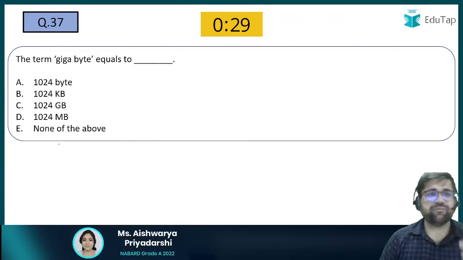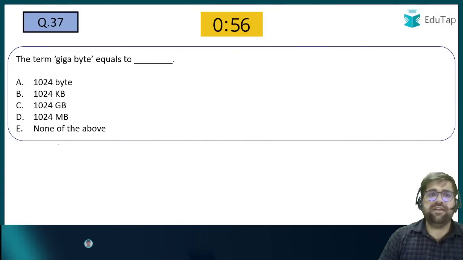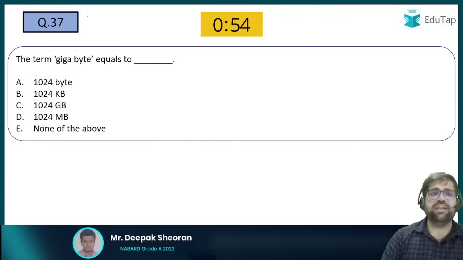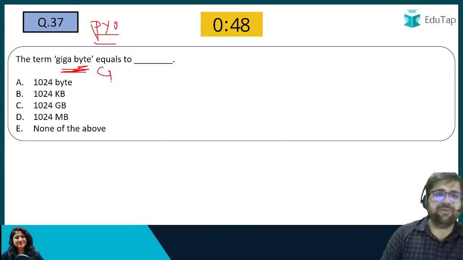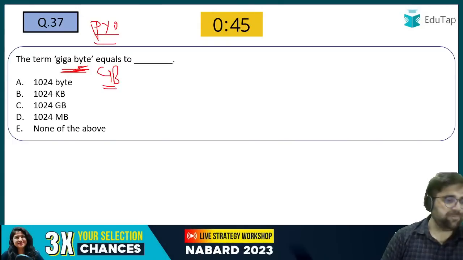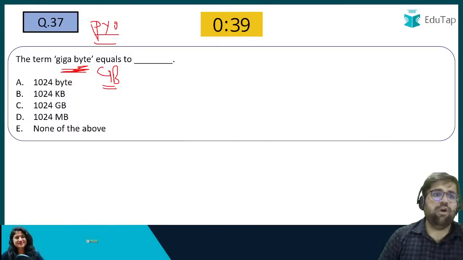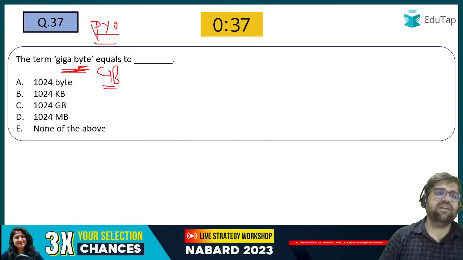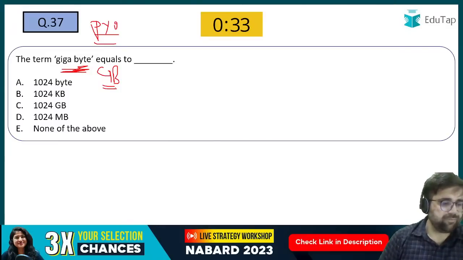Okay. Question number 37. The term gigabyte. This is also a previous year question. The term gigabyte. Gigabyte refers to what? Gigabyte is also called GB. Okay. What is the value of gigabyte? It is 1024 KB or is it 1024 MB or is it 1024 byte or is it 1024 gigabyte?